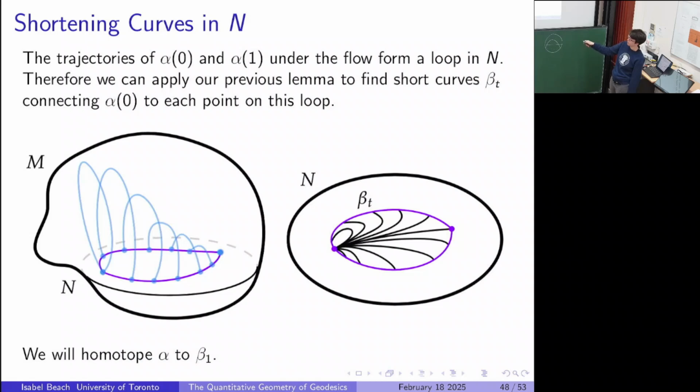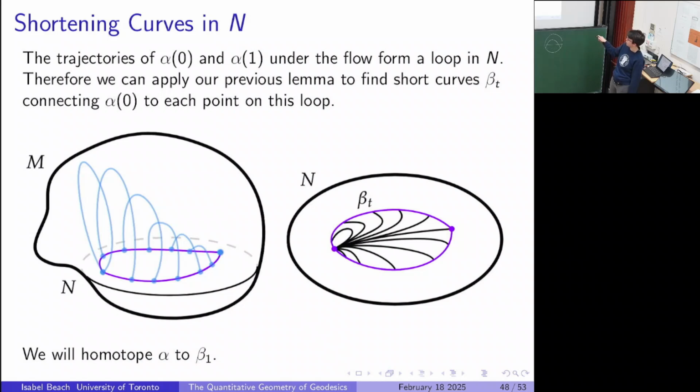So by hypothesis, I know how to shorten this because that was what I said. But we also know that we can apply our lemma now from before, where we can connect every point on a curve to the base point through short curves. So now I can do that in n. So I've got all these curves connecting points on my trajectories to the base point. And I'm going to use this fact to homotope my original loop alpha to this final loop beta 1.